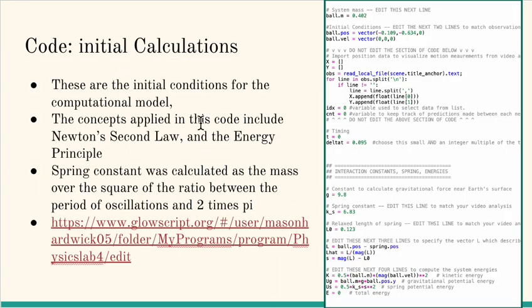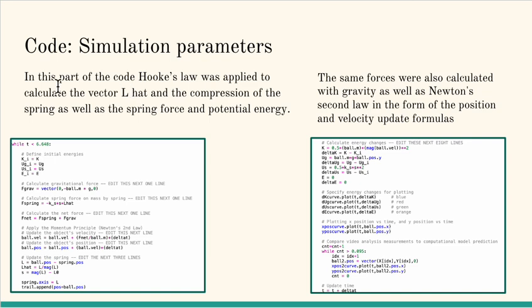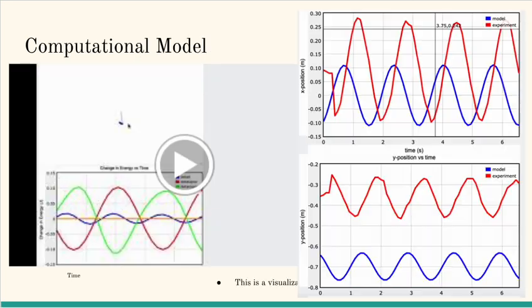So the initial calculations were done with Newton's second law and the energy principle. The spring constant was also calculated to be the mass over the square of the ratio between the period of oscillations and 2 pi. The simulation parameters for the code were given by Hooke's law as well as Newton's second law as well as the energy principle.